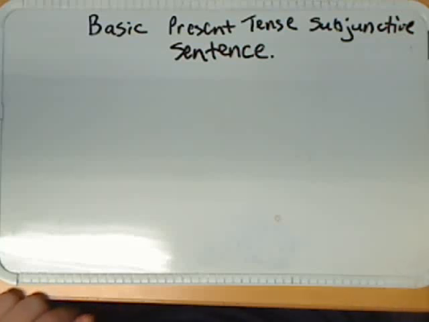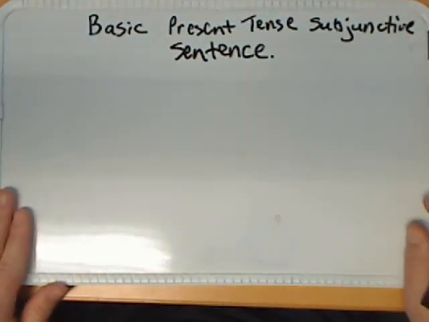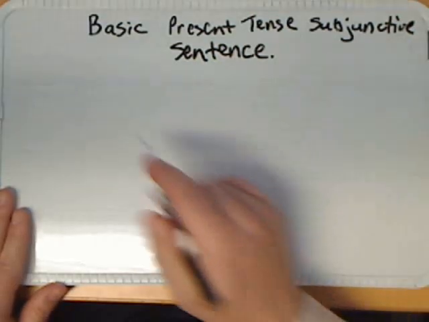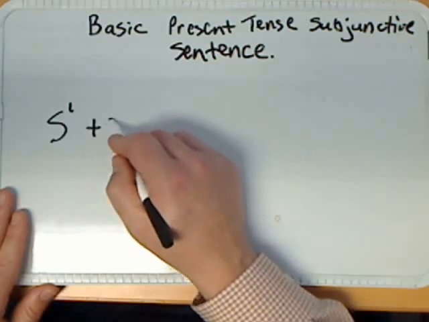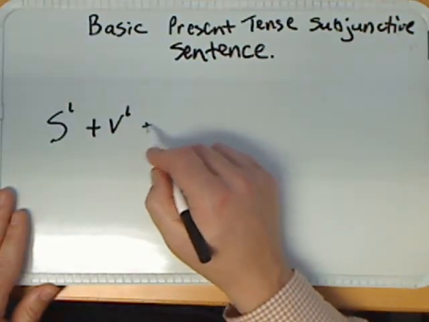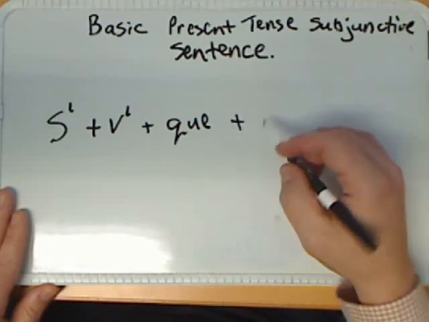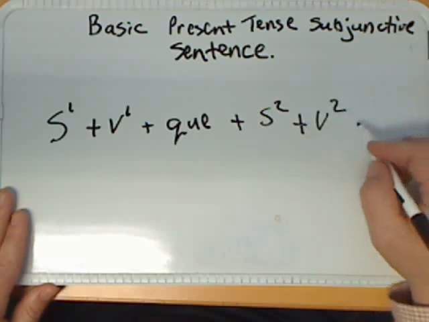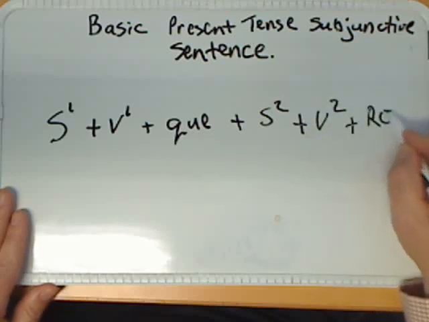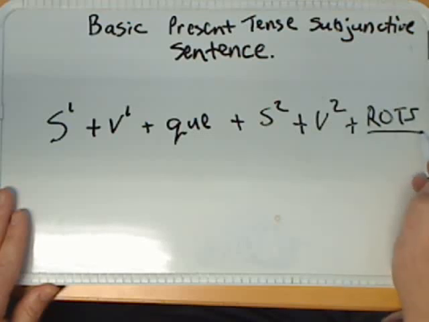In this lesson, we're going to discuss basic present tense subjunctive sentences, using the following formula: subject 1 plus verb 1 plus que, the relative pronoun, plus subject 2 plus verb 2, and I like to include ROTS, which is rest of the sentence.